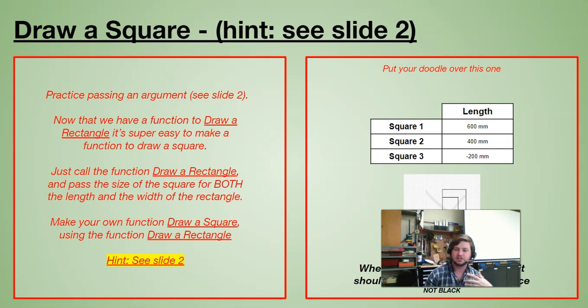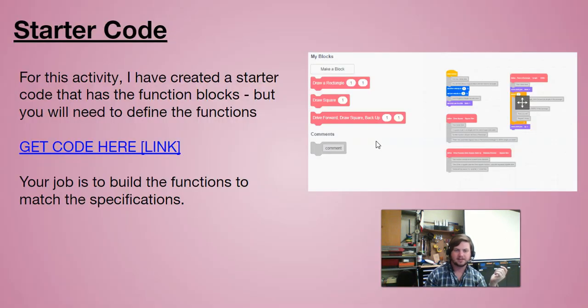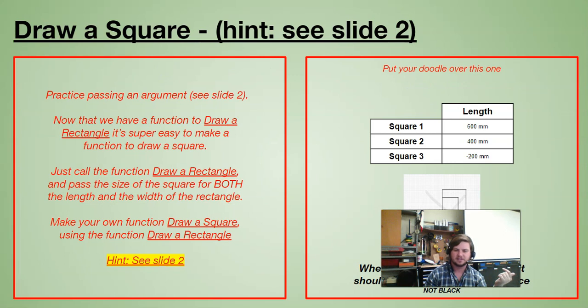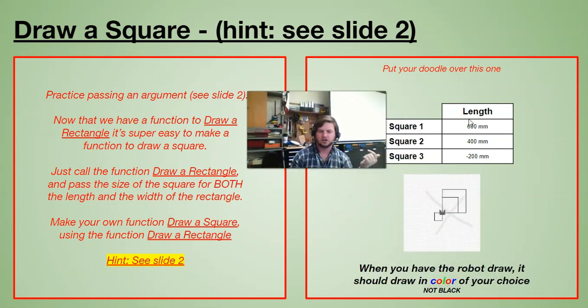Drawing a square is just drawing a rectangle where the height and the width are the same. So if we go back to slide 2, this is what you're going to do. You're just going to draw a rectangle in there, and you're going to take square size and put it into both inputs. Then when I say draw a 600 square, it's just going to draw a 600 by 600 rectangle. Makes it very easy. You're going to draw 3 squares.